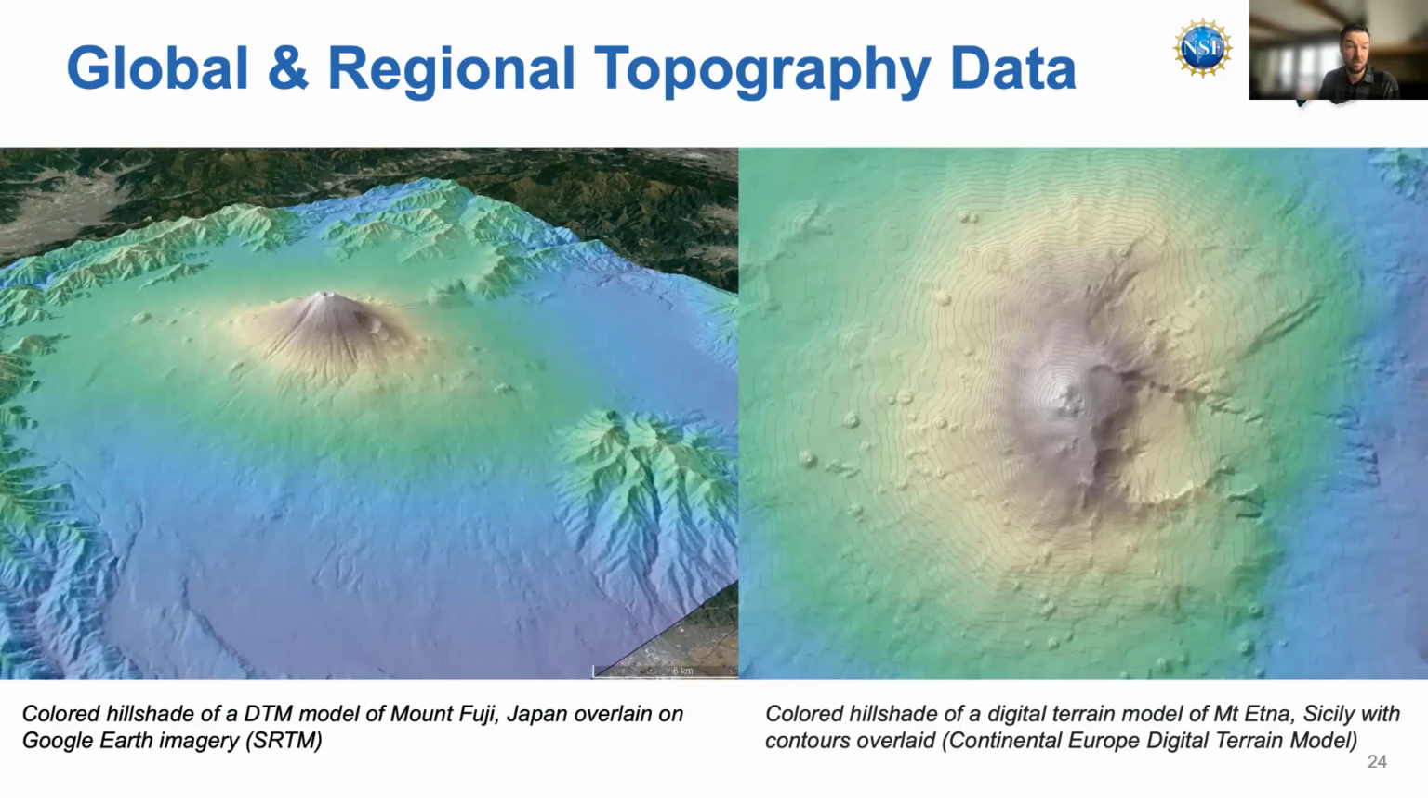So here's a couple of examples of what these look like. There's a DTM of Mount Fuji, Japan, sitting on top of Google Earth, and that's SRTM, shuttle radar topography data. On the right is Mount Etna, Sicily, and this is a relatively new product we just added to OpenTopography called the Continental Europe Digital Terrain Model. This is actually an attempt to use machine learning to produce a bare earth topographic product for the whole of continental Europe. Many of these global data sets are not bare earth products because of the technology used to collect them, either photogrammetry or radar. They typically do not represent a true bare earth. So this is an interesting data set, this EU DTM.